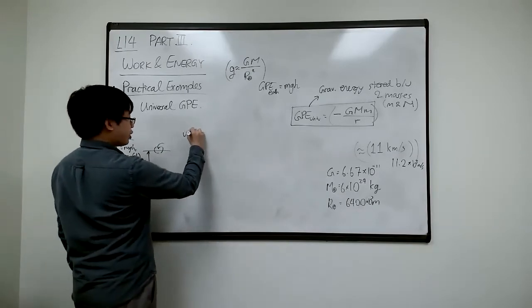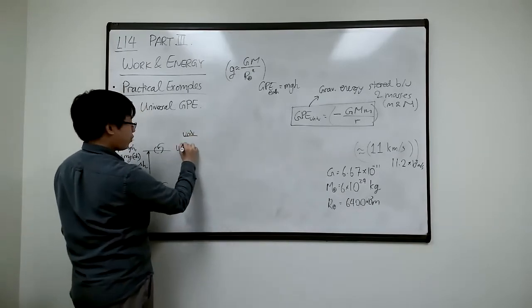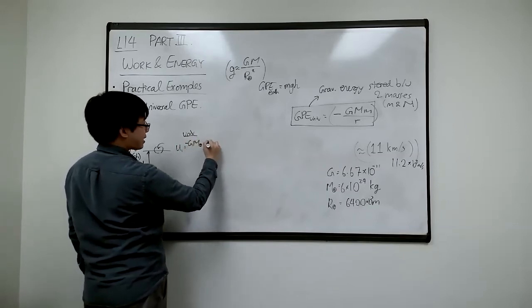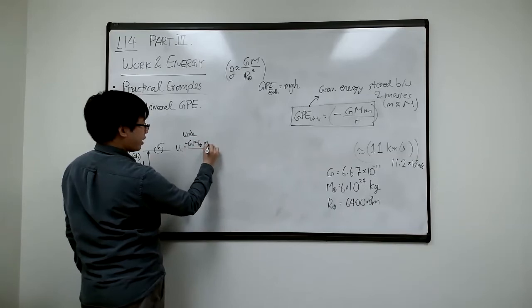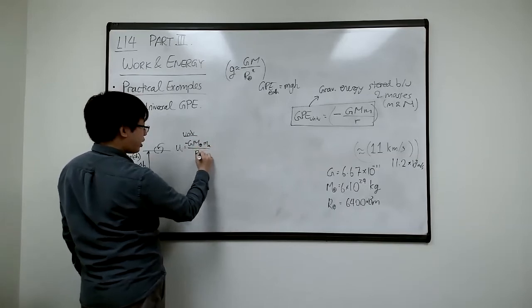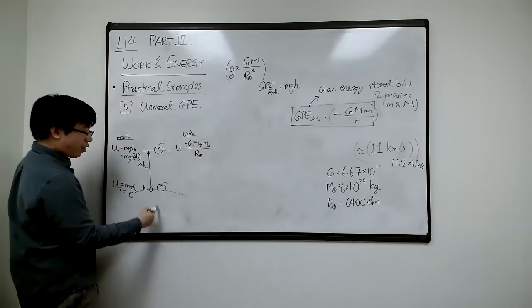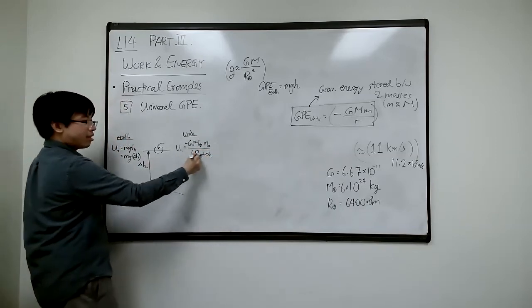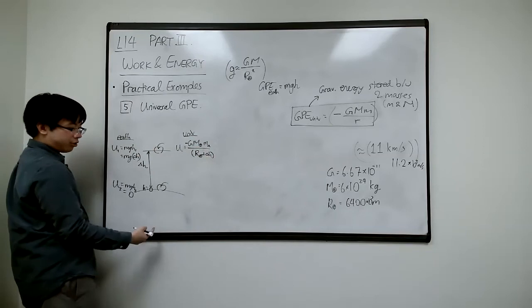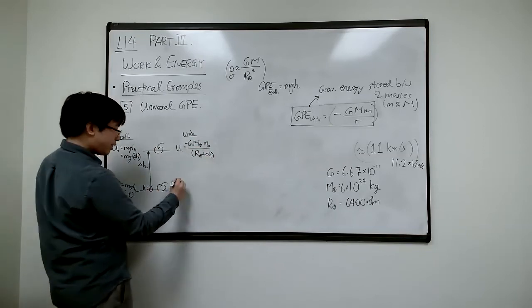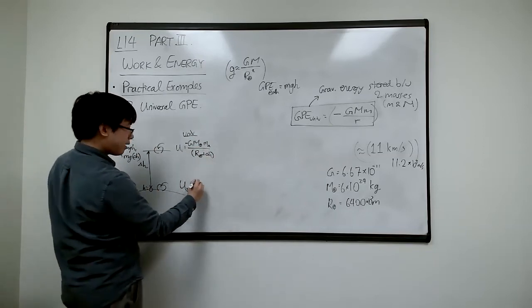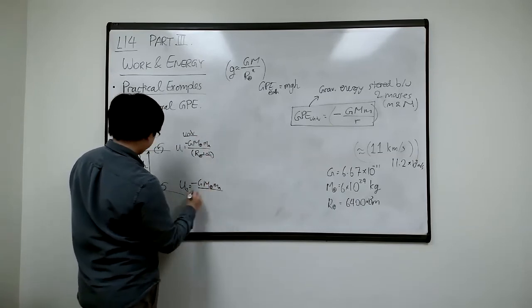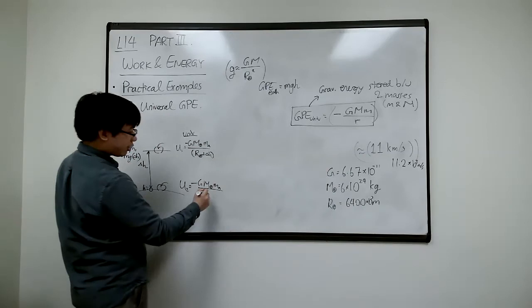If I use the universal formula, then U1 over here is minus G M Earth times the mass of the apple over R Earth plus delta H, right? So that's the distance from the center of mass of this object to Earth. And then this one, the U2, is minus G M Earth times the mass of the apple.